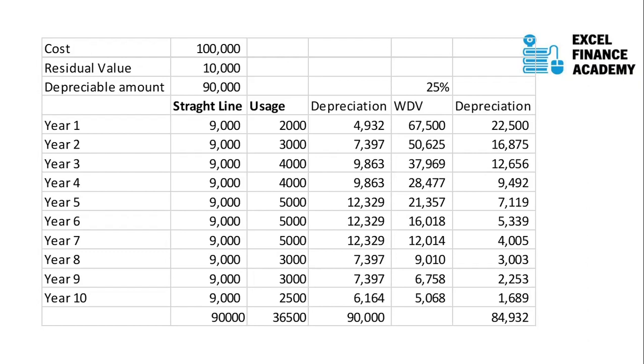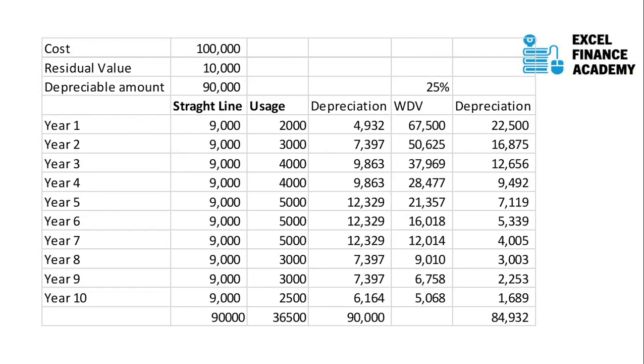Most companies make mistakes on residual value. All the international accounting standards require companies to identify residual value for all assets. Depreciation is charged only on the balance amount. So total cost minus residual value, the balance is 90,000. You can charge depreciation on 90,000, not on 100,000.